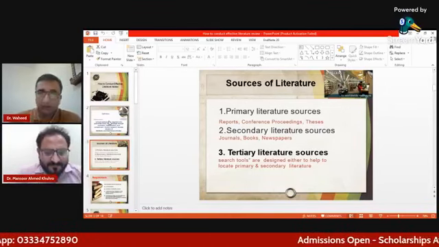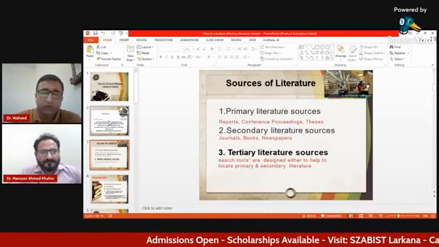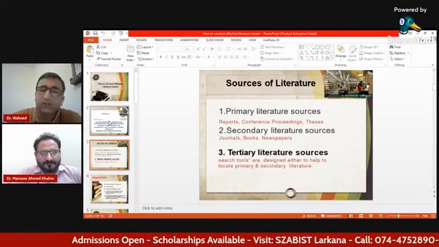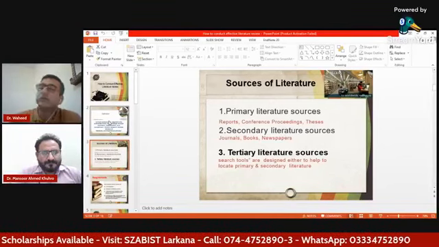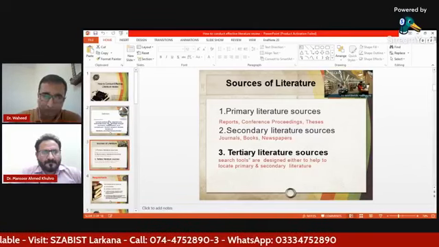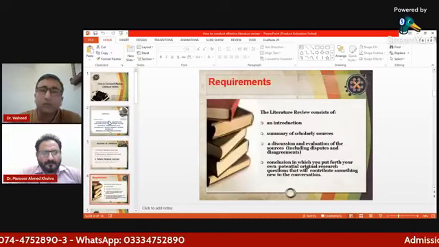So these were the sources of literature that we discussed: primary literature, secondary, and tertiary. We have different search tools like Google Scholar. We already discussed this, so I think we better move on.